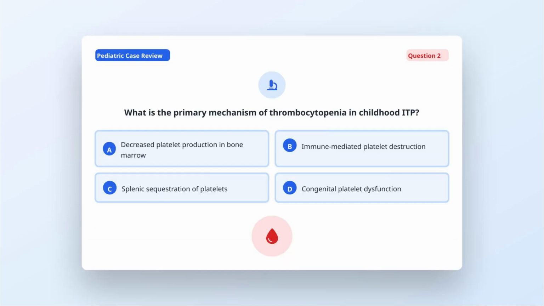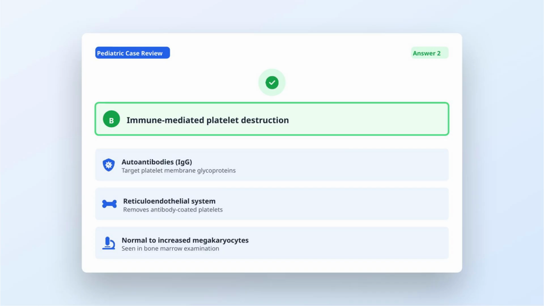Now let's explore the pathophysiology. What is the primary mechanism of thrombocytopenia in childhood idiopathic thrombocytopenic purpura? A. Decreased platelet production in bone marrow. B. Immune-mediated platelet destruction. C. Splenic sequestration of platelets. D. Congenital platelet dysfunction. The correct answer is B.